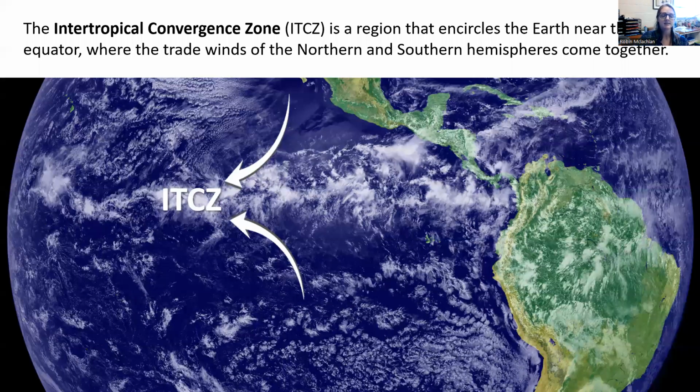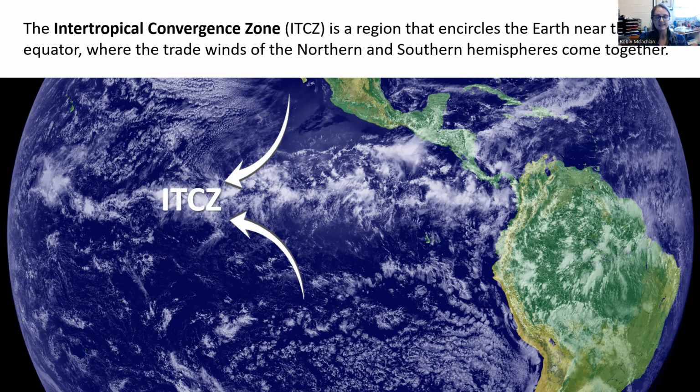Now, what causes this is the shift in the Intertropical Convergence Zone, or the ITCZ, which is a region that encircles the Earth near the equator, and it's where the trade winds from the northern and southern hemispheres come together. So if you look at a satellite image of Earth at any given time, you can typically see a very distinct line of clouds near the equator. Right? That's where the trade winds meet, pushing that warm, wet air at the equator.